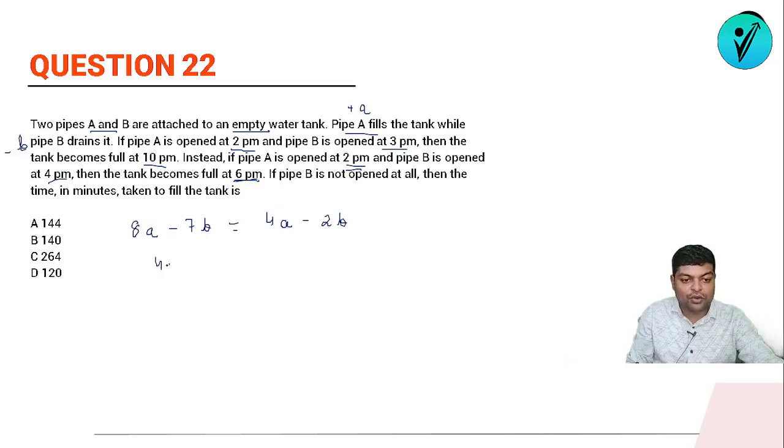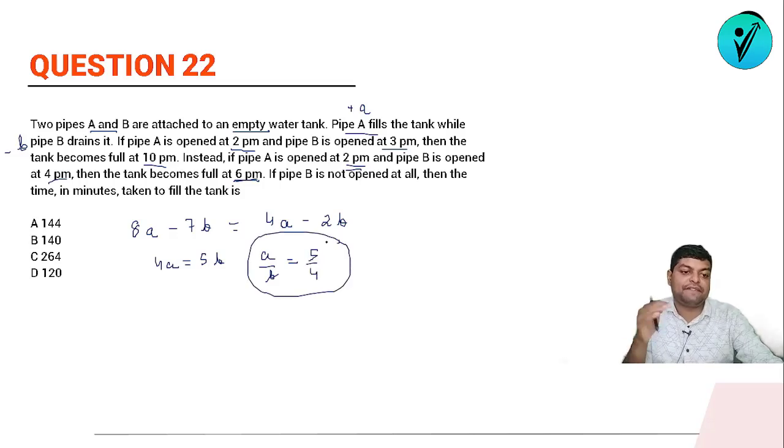So we can have 4A equals to 5B, or A upon B is what? A upon B is 5 by 4. The value of A upon B is 5 upon 4, means efficiency of A is 5 and efficiency of B is 4, but on a negative side. Next, if pipe B is not opened at all, so first of all let's get the capacity of the tank. So for capacity of the tank, you can place the value of A and B either here or here. Place it anywhere, both will give same answer.